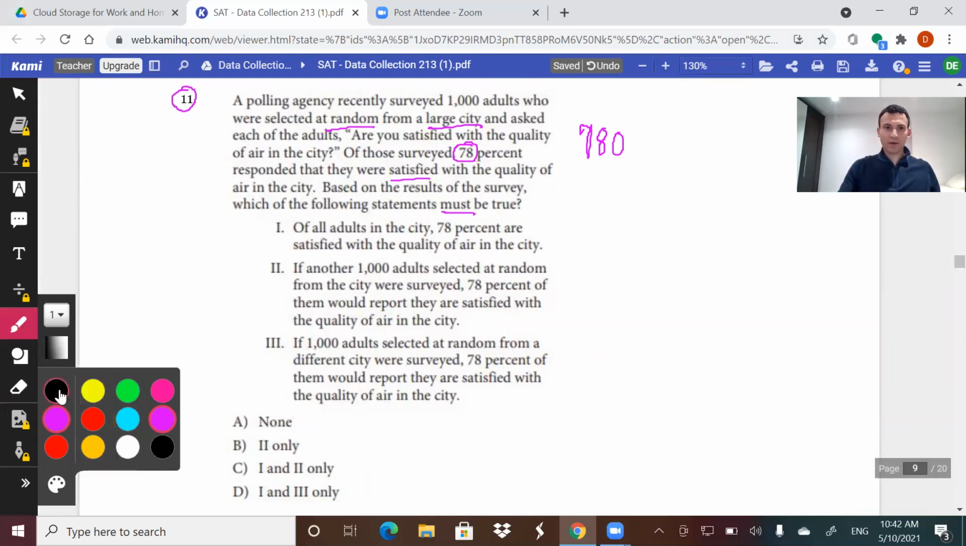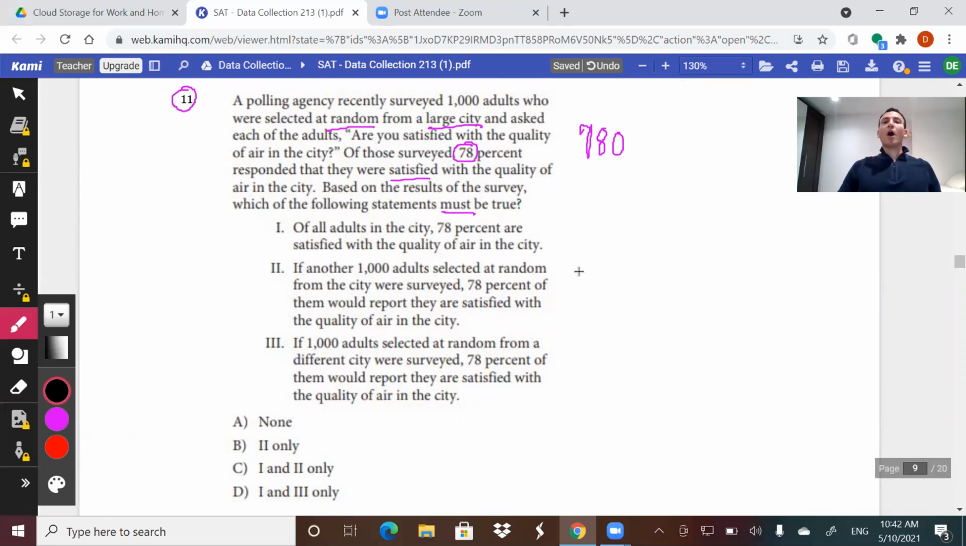Has to be true. Okay. Of all adults in the city, 78% are satisfied with the quality of air. We have no way of knowing that unless we ask all adults. A sample is never a definite. So although we got 78% on our sample, that means we'll probably have roughly close to 78% when we ask all adults if our sample is a good sample. But there's no way of knowing we'll have exactly 78% unless we ask everyone. So the absolutes are always off the table when you're talking about a sample. A sample is always just an estimate. It's a snapshot to try to project out towards the whole.